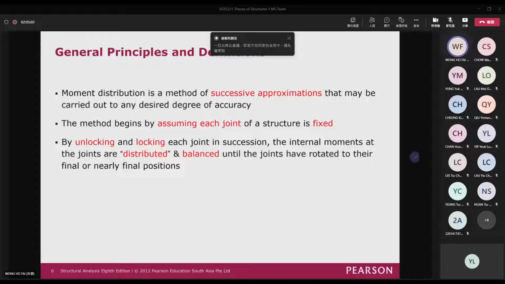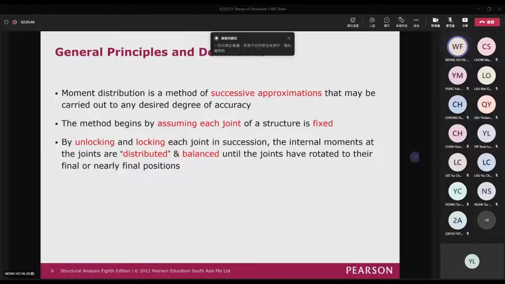Well, actually, moment distribution, I can say that it is an approximate method. And it involves the so-called iterations. That means you need to perform the analysis several times before you can get a close answer to the exact solutions. It is an approximate analysis, but the accuracy will increase if you perform more times. And then you can control the accuracy by yourself if you keep carrying on the analysis.